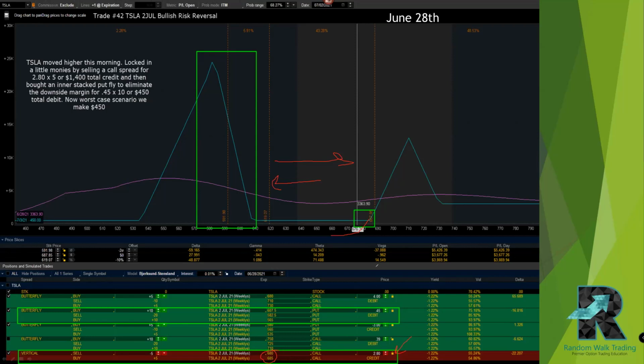We collected almost $1,500 here, and still have a Venus fly configuration. I took that $1,500 and then I bought an inter-stacked put fly for 45 cents times 10. So I spent $450, and that added it right here. So you can see that doubled our profit area here. And now the entire risk graph is up above zero, and at least, worst case scenario, we're going to make $450 on the trade with a call fly here, and then we got larger. If Tesla wants to come to the downside, we'll welcome it with open arms. With 4 days left, we'll be happy to do so.